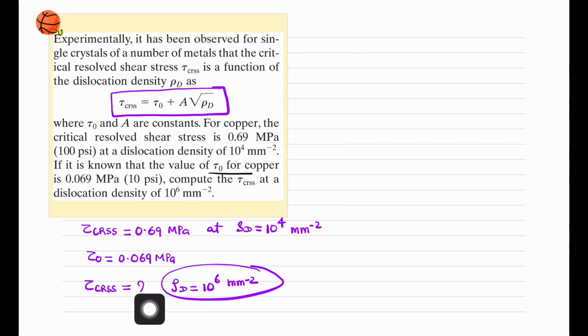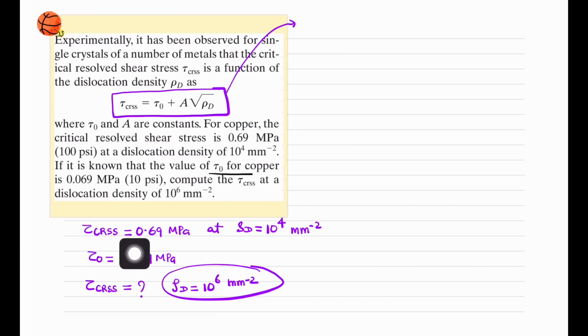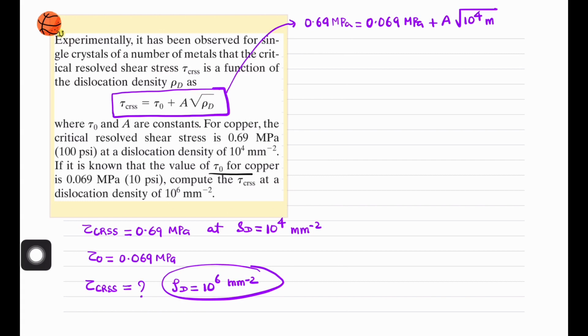What is unknown to us? The value of constant A. So what will we do? We will put in all the known values and try to find the value of A. We have the critical resolved shear stress value of 0.69 megapascal. Tau naught is given as 0.069 megapascal, plus A into the square root of the dislocation density, that is 10 to the 4 inverse mm square.